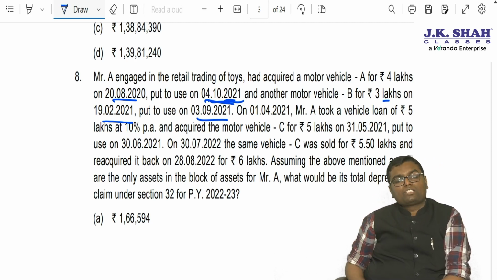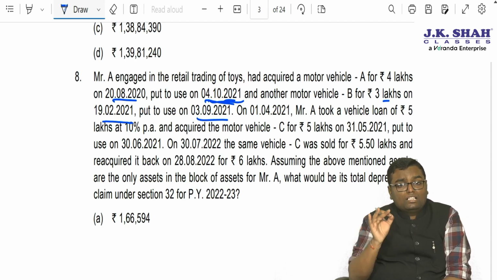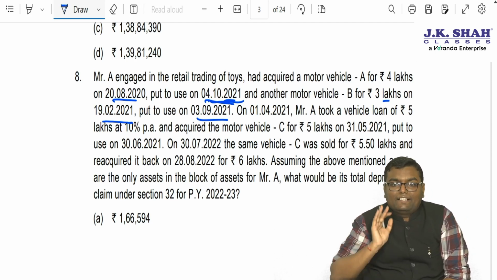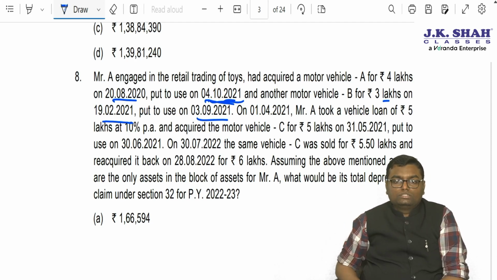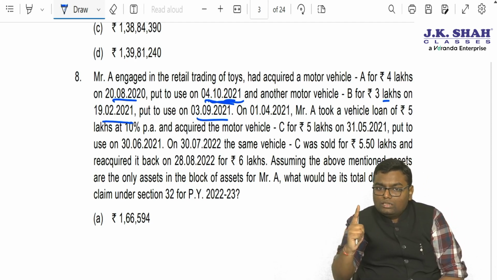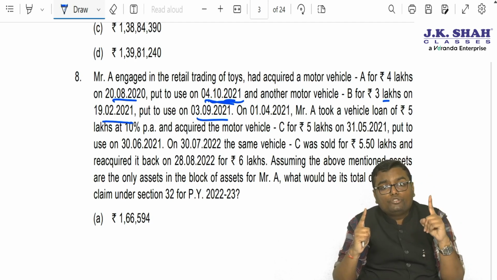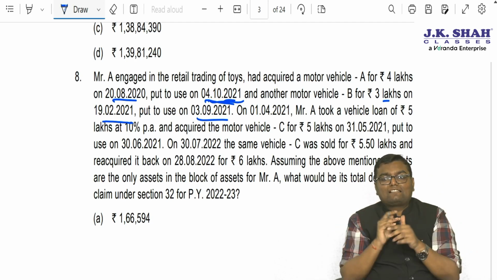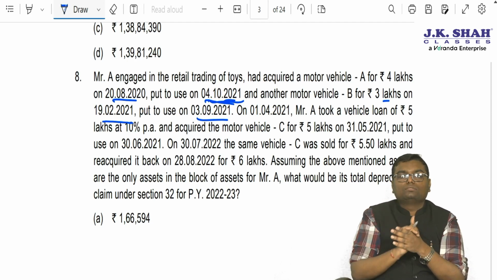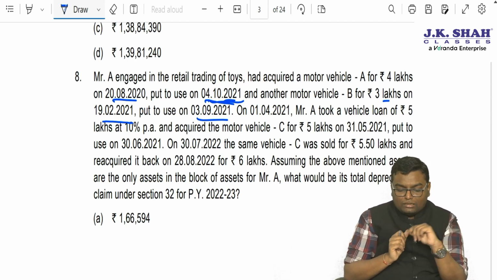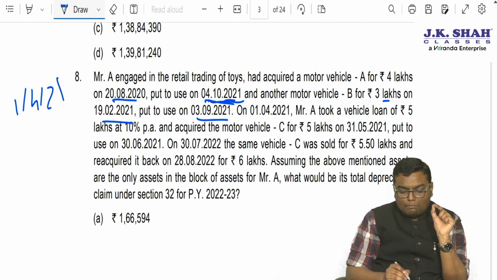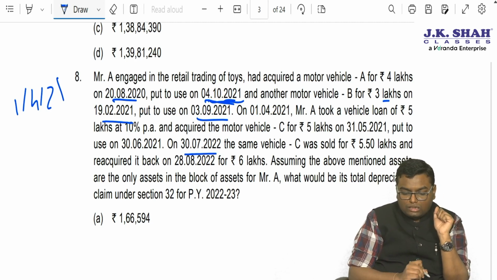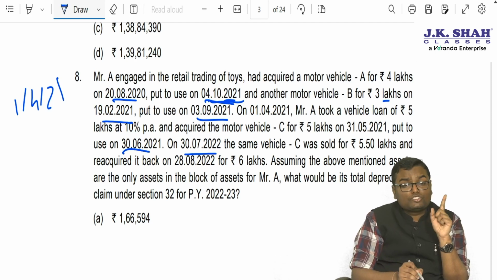That is relevant. It says that if you have taken a loan to purchase an asset, whatever is the interest on that loan from the date of taking the loan till the date the asset is put to use, that will be capitalized. That will form part of the block. Now, here can I say the loan has been taken on 1st April 21, but the asset, that is motor vehicle C, is put to use on 30th June 21.